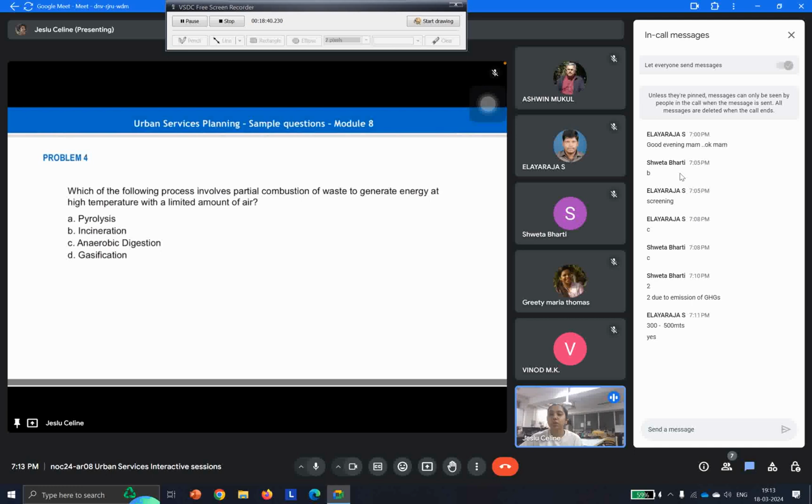Problem 4. Which of the following processes involves partial combustion of waste to energy at high temperature with a limited amount of air? So Shweta says D, gasification. Very good. That's the correct answer. So this is the definition of gasification, which says it is a process which involves partial combustion of waste to generate energy at high temperatures. Again, it's a partial combustion, so we're having a limited amount of air.